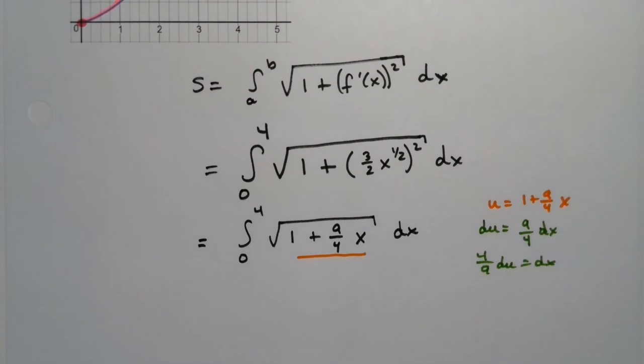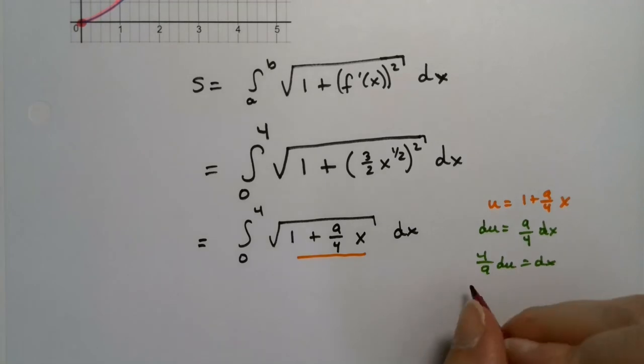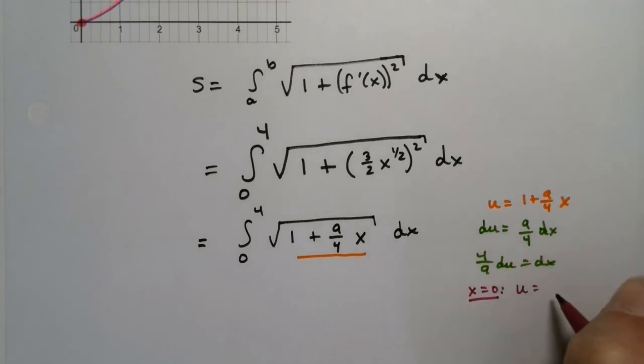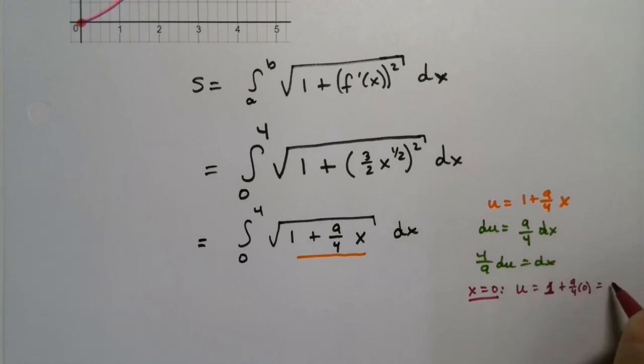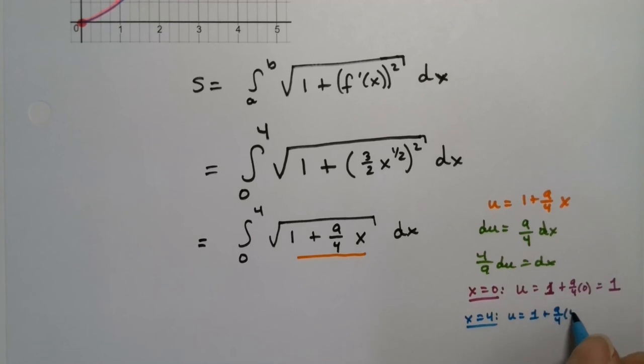And of course, because this is a definite integral, I need to find my new limits of integration. So when x was equal to 0, u is equal to 1 plus 9/4 times 0, which is 1. When x was equal to 4, u is equal to 1 plus 9/4 times 4, which is 1 plus 9, which is 10.